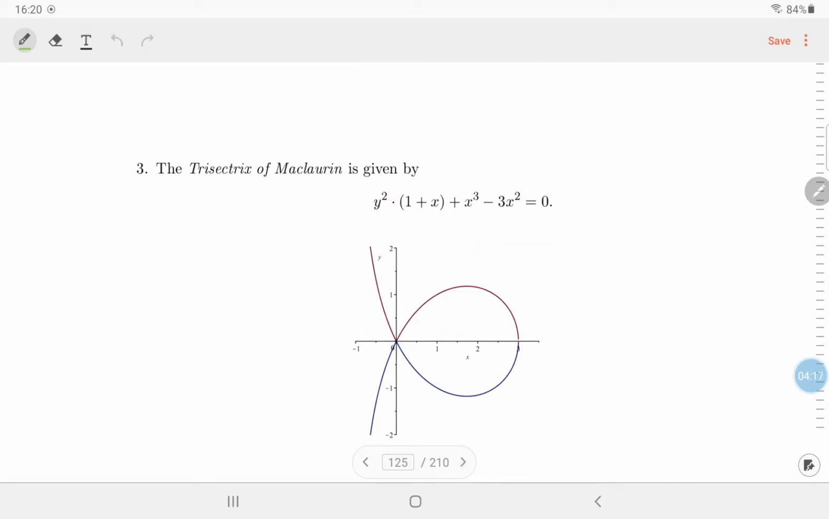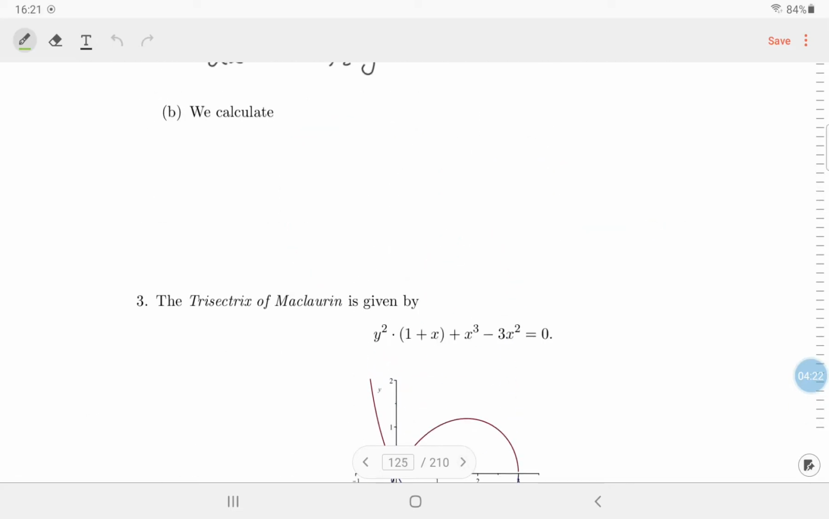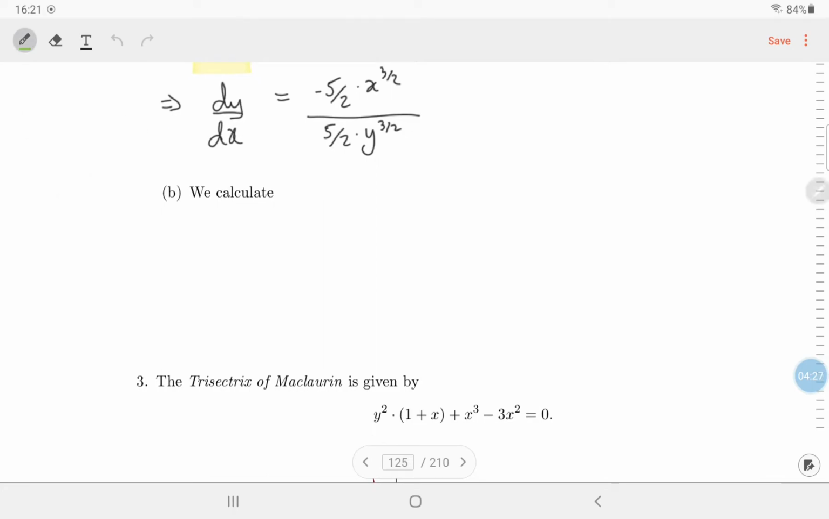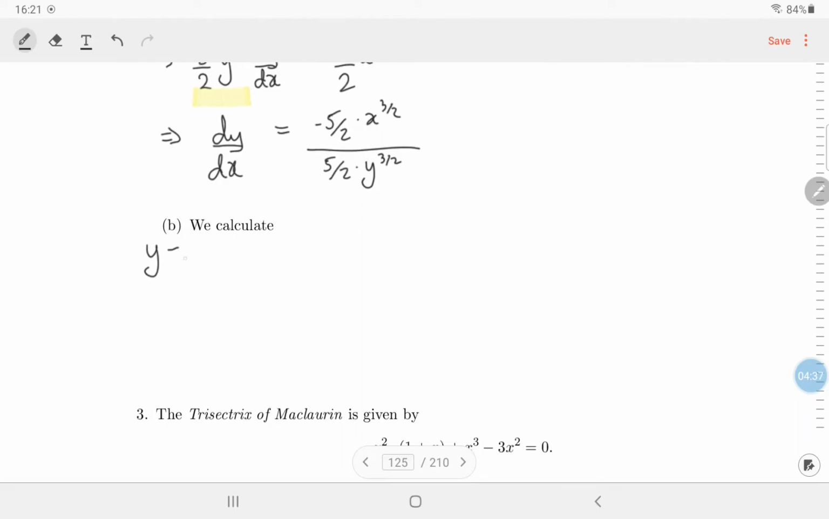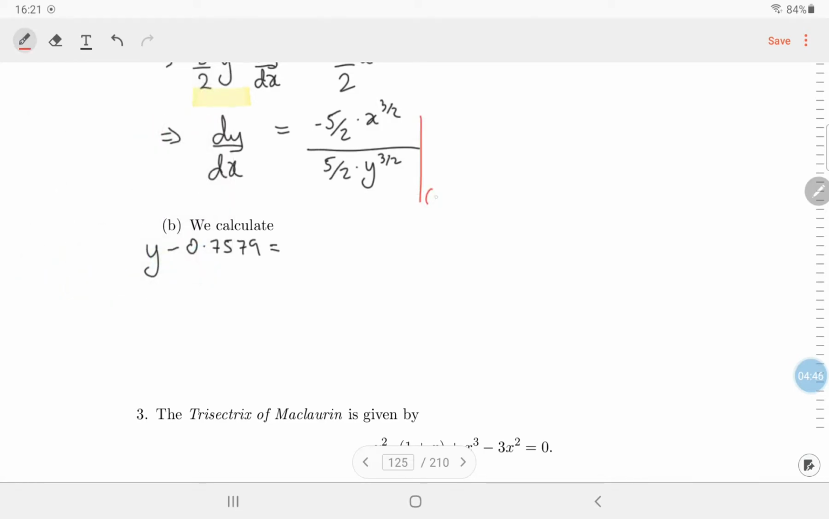Okay. So now, is it looking for the equation of the tangent? Yes. So we're going to do our y minus y1 business. So let's write that down. y minus y1, where y1 is 0.7579, equals the slope. To find the slope, we're interested in the slope at the point x equal to 0.7579 and y equal to the same thing, 0.7579.